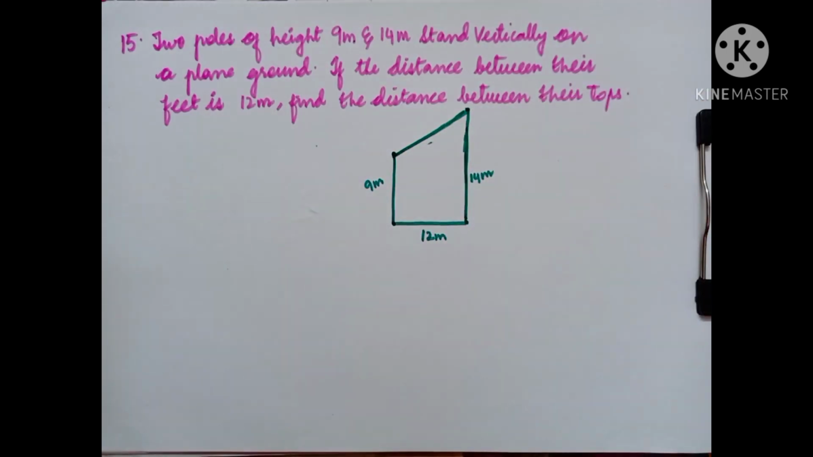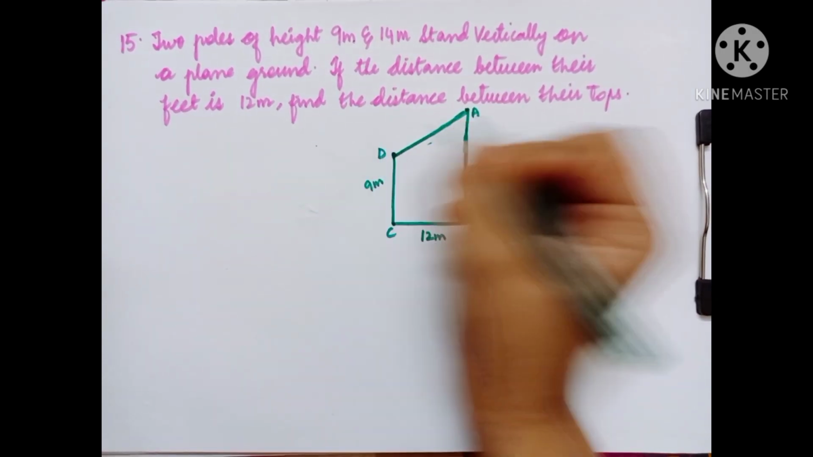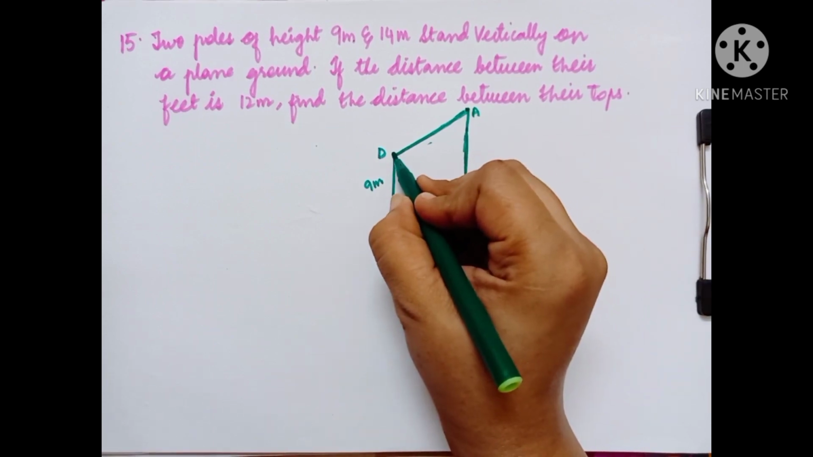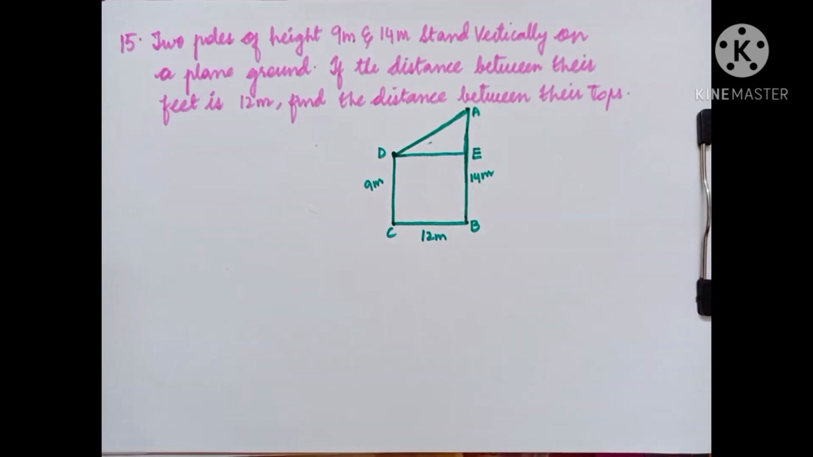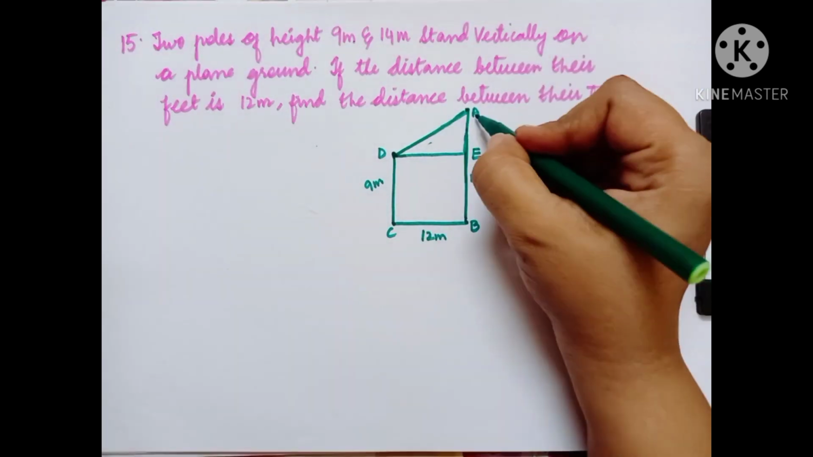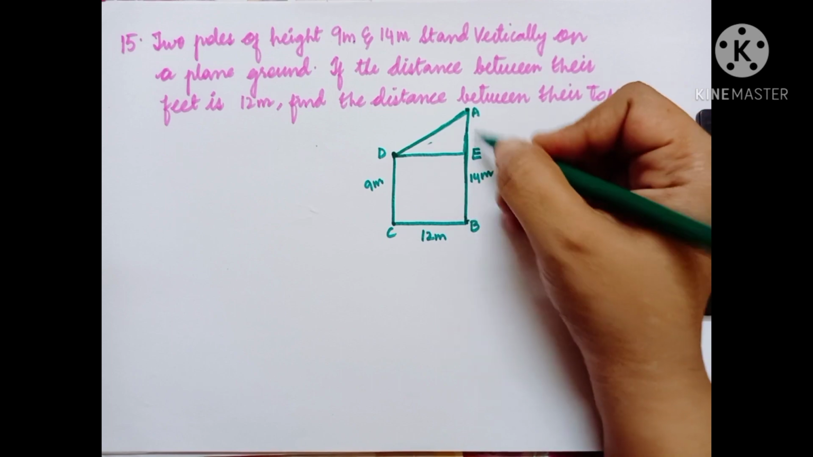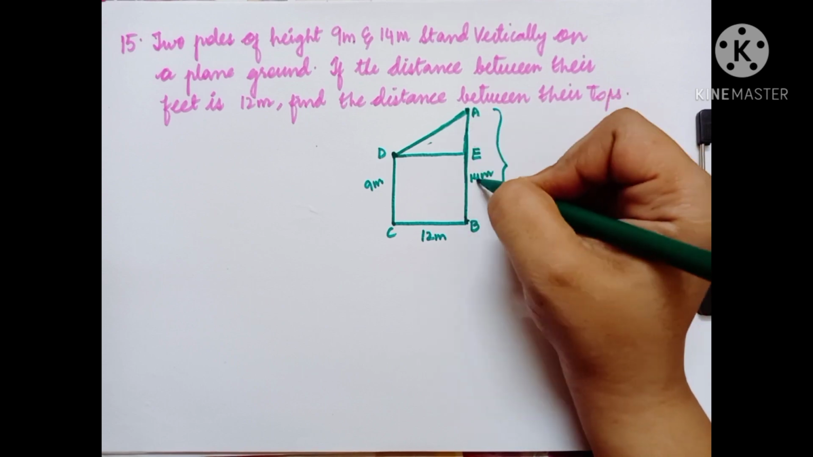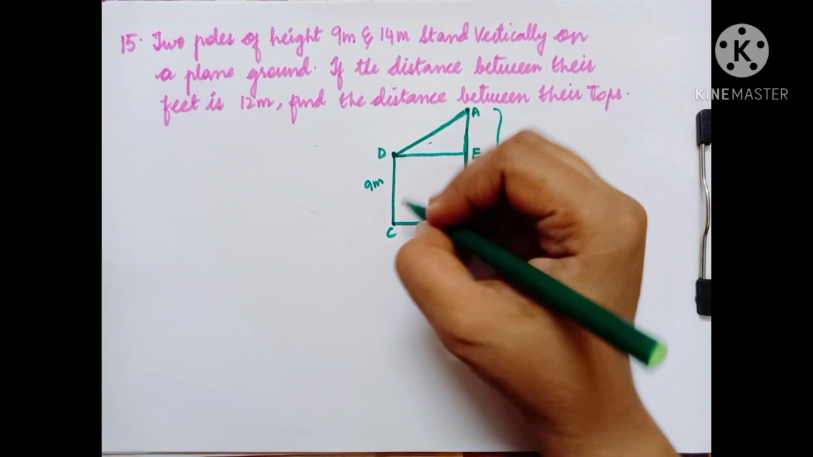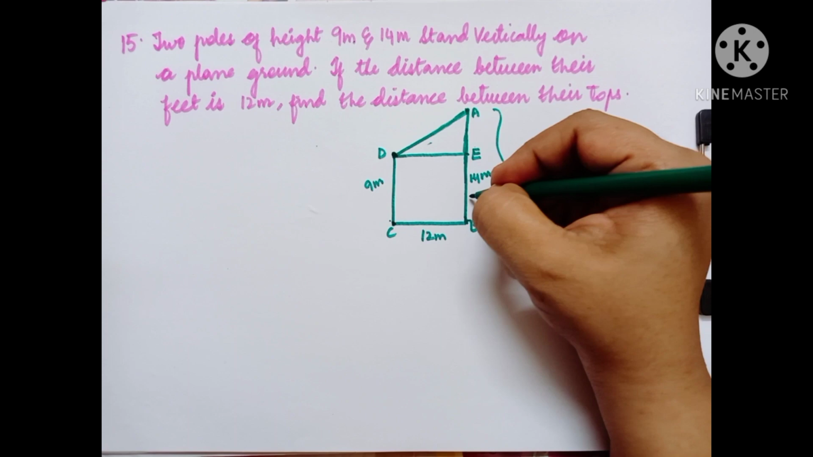Okay, so let us just give the names A, B, C, D, and also let us extend one line here and we will give the name as E. Now you can see actually this part is not mentioned in the question. This AE is not mentioned, but we know from A to B, this 14 is nothing but from A to B. From A to B, this part is 14 meters. And DC is 9 meters, so that means BE is also 9 meter.